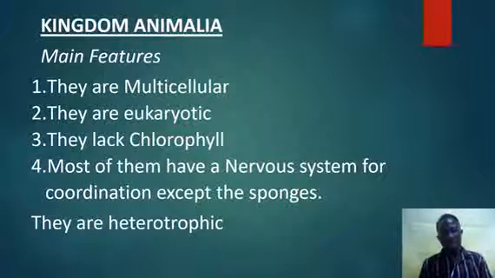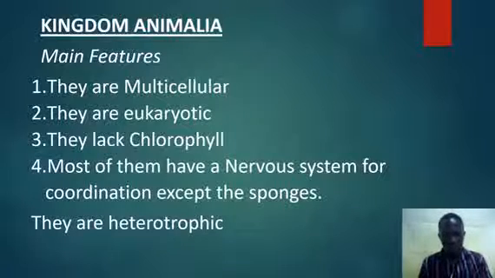Number 2 is that they are all eukaryotic. If you can recall our previous lesson, the word eukaryotic is a two-part name. The eu means true, the karyon means nucleus. So eukaryotic means that the organisms have a true nucleus. When I say true nucleus, what does it mean? It means that they have a nuclear material which is surrounded by a nuclear membrane. So let's take note of this.